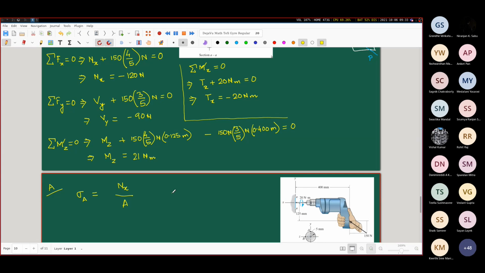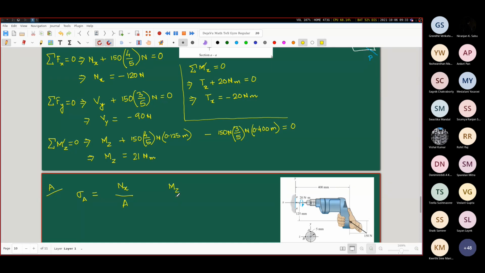Okay, and what else? Due to Mz. Yes, Mz. So that will be the flexural stress. So Mz times what? So you're basically thinking in terms of the formula My by I. Okay, forget the plus or minus. We'll put that thing through a proper physical consideration. Mz y by I. So what is the value of the y?